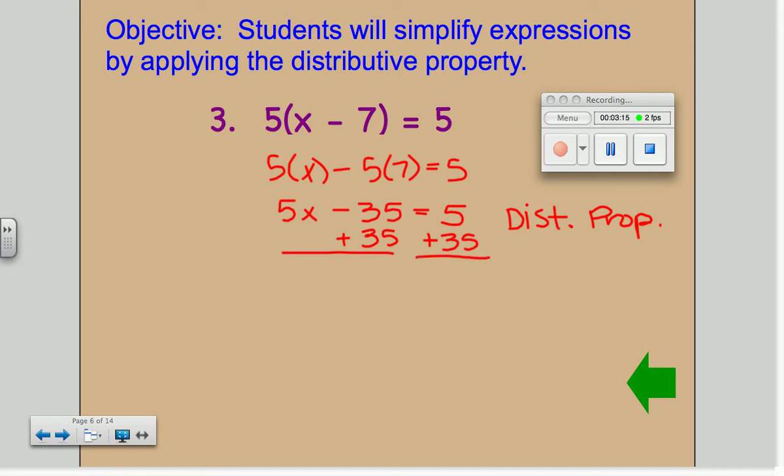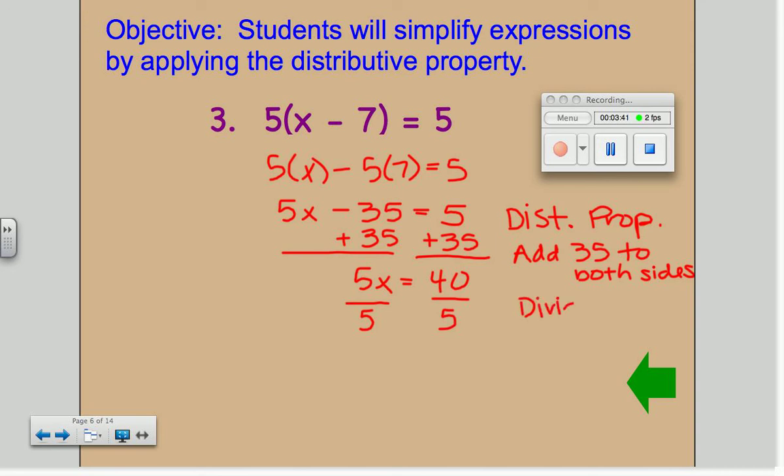So 5x minus 35 plus 35 is 5x. 5 plus 35 is 40. So we add 35 to both sides. Now what do we do? Divide both sides by 5. Now let's simplify using division. 5x divided by 5 is x. 40 divided by 5 is 8. X is 8.